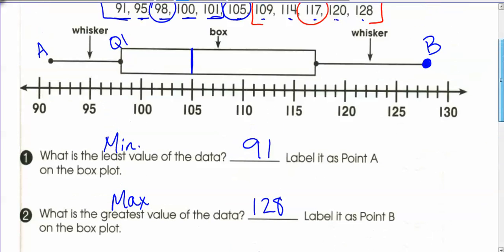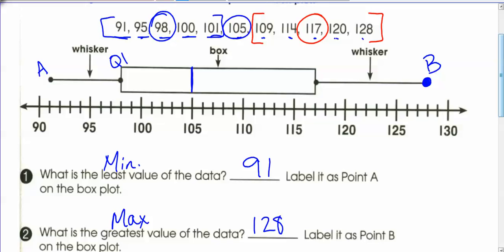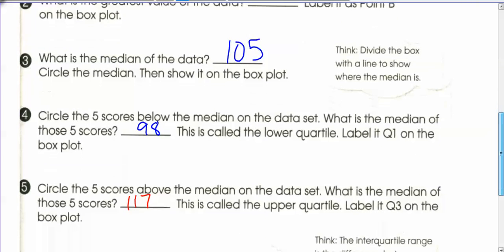They want us to label it. So on your box plot, label this Q3. I don't know if they wanted us to label this median, but I want you to. So median is right there. Where it says A, we'll have to erase it and put minimum. MIN is short for minimum. And up here at 128, we'll write max for maximum. So that's what this should look like when you're done. That's a completed box plot.